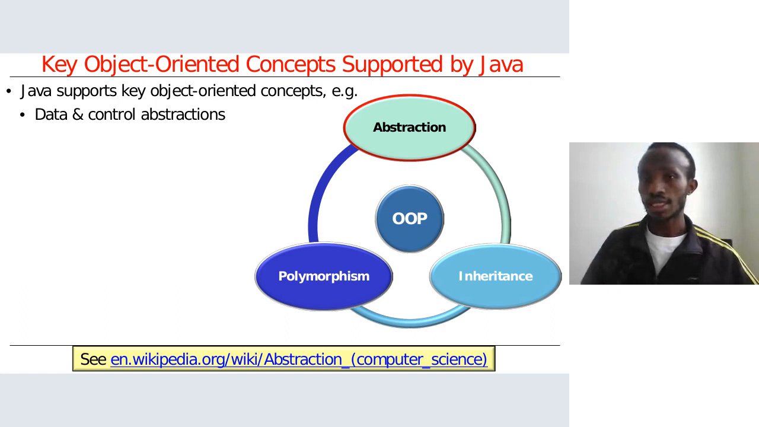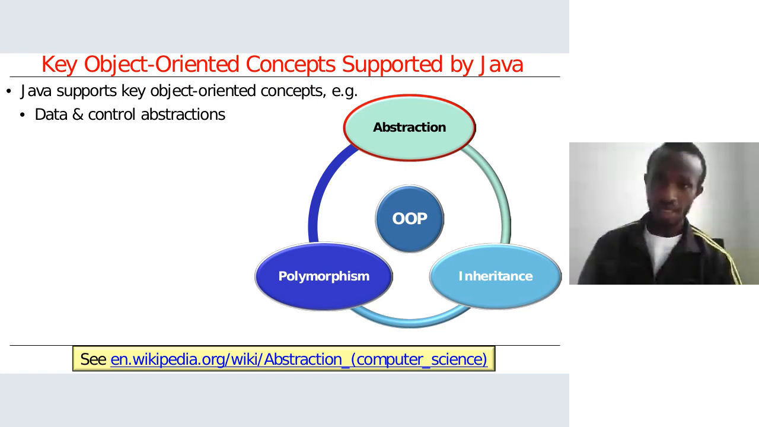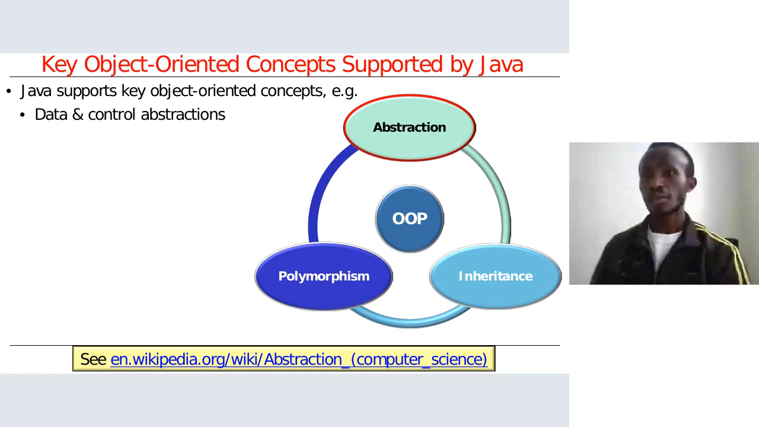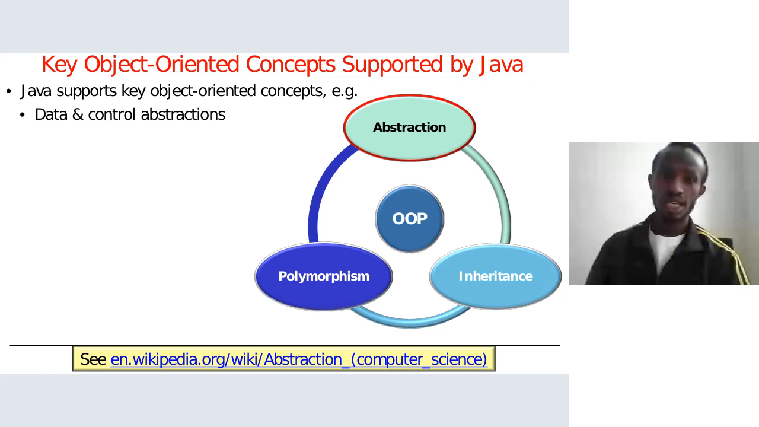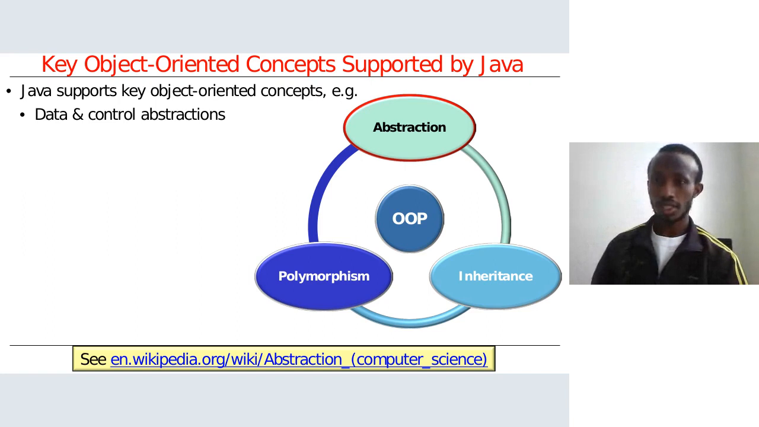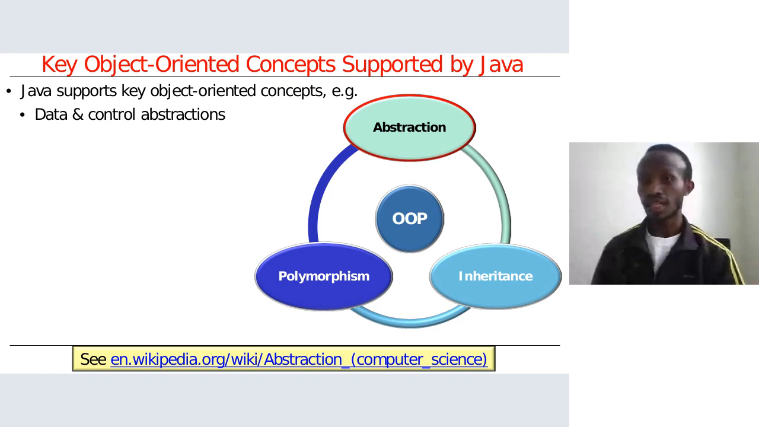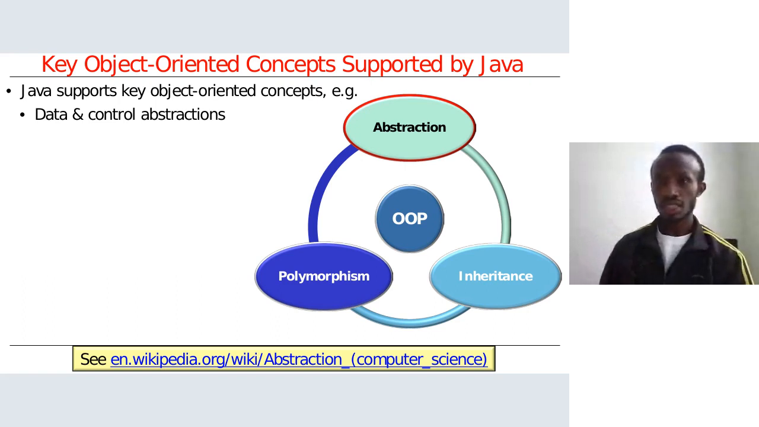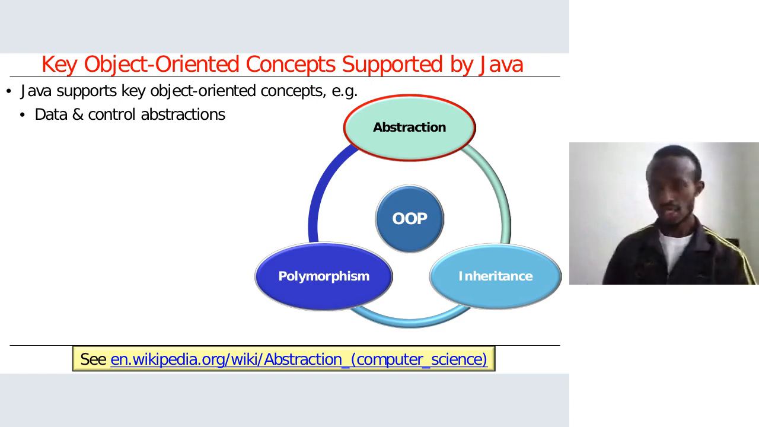You are hiding details. In Java, abstraction is implemented through something we call a class and an object. So what is an object? If you try to look around you, what do you see? You're going to see real world objects. For example, maybe you have a dog, a bed, or a bicycle. Those are objects, and you'll find that each object will usually have two properties: a state and a behavior.